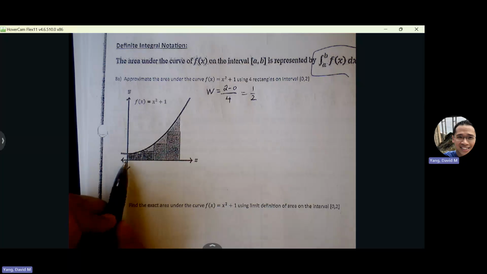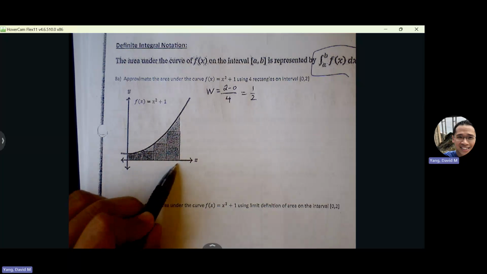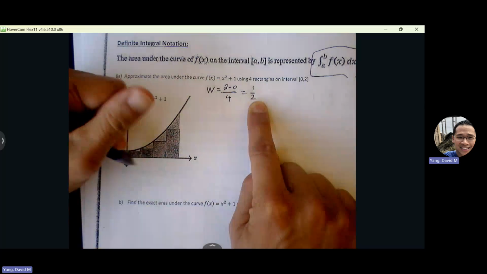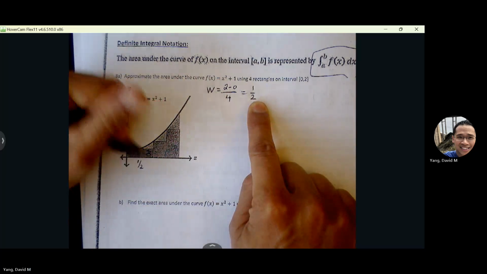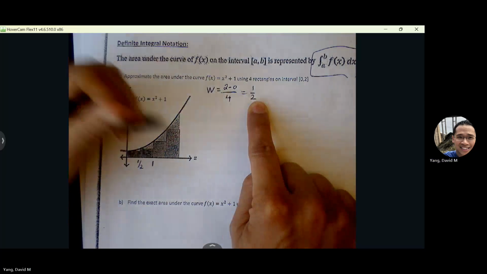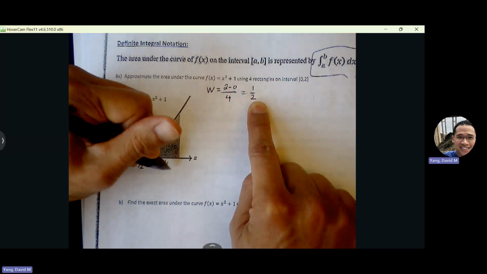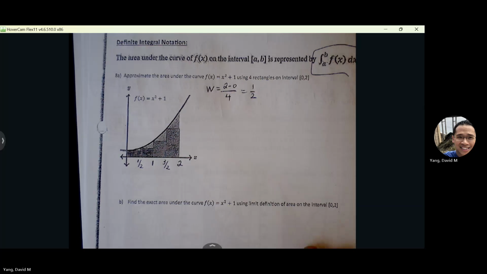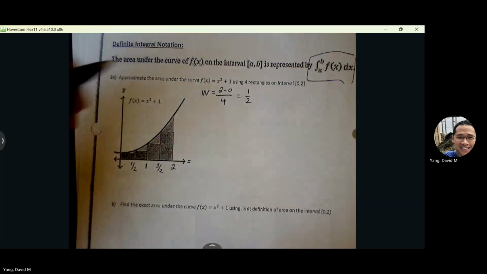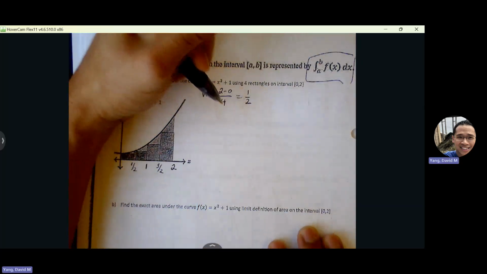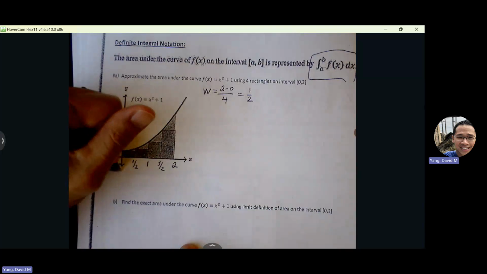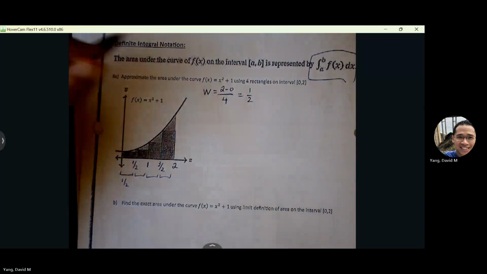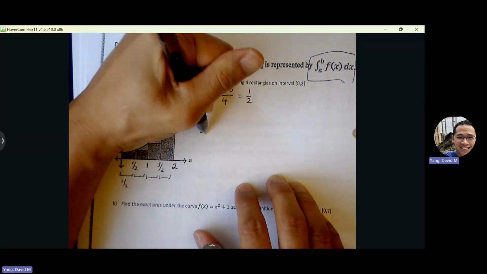And we're going to increment from 0 all the way to the end of our shaded region. So if I keep incrementing by 1/2, I get 1/2. Then I get 1. Then I get 3/2. Then I get 2. All right, so we know the width of every rectangle is going to be what? 1/2. Okay.